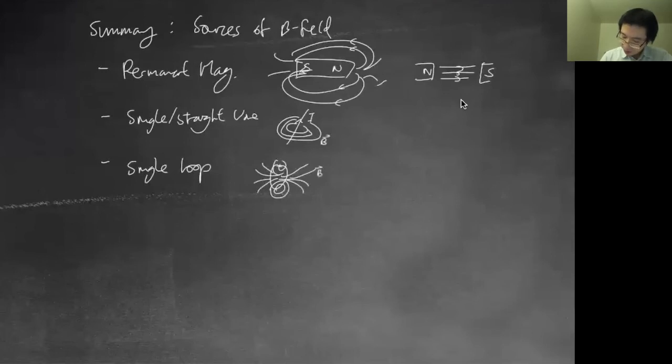So if I have a loop going here, for this guy, we do have an actual formula for it. It's mu naught I over 2 pi r. So the 2 pi r is quite easy to remember. If you have circles, you have some 2 pi r's there.